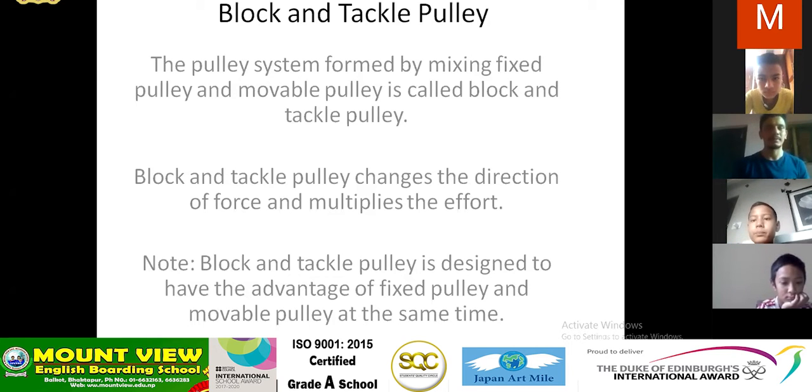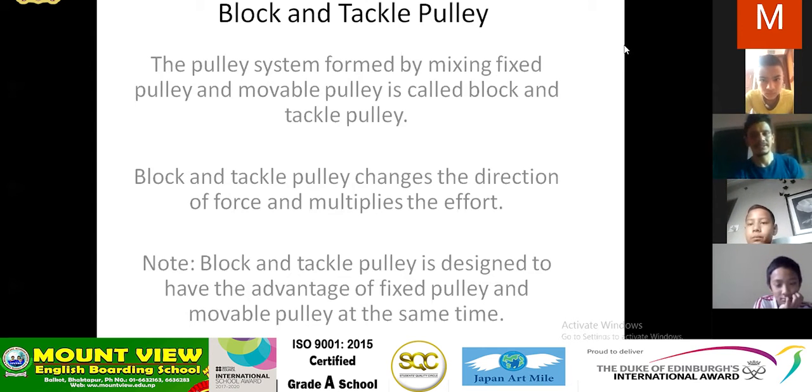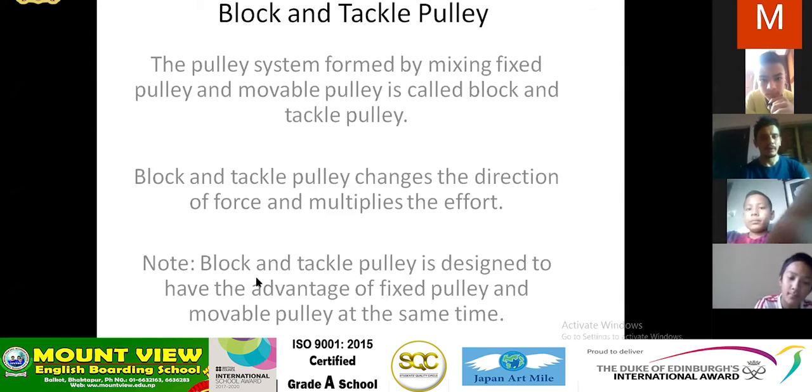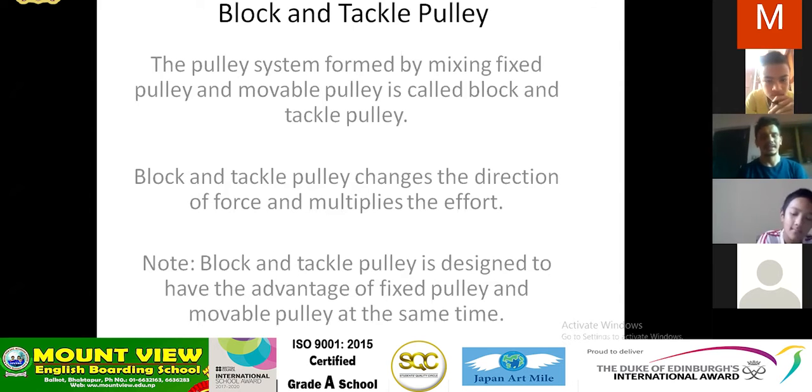So to have the advantage of fixed pulley and movable pulley, we can use block and tackle pulley. You can go to the third paragraph again. Block and tackle pulley is designed to have the advantage of fixed pulley and movable pulley at the same time. If you want to change the direction of force and at the same time multiply the force, in that case you can use block and tackle pulley. So this is all about block and tackle pulley.